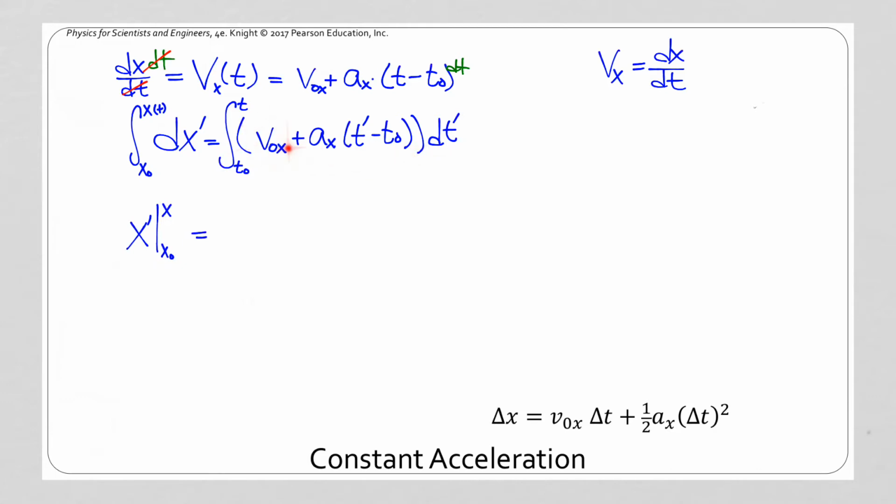Looking at this part here, I have two terms. I'm going to integrate these two terms separately. The first one is just a constant. So if I integrate this constant with respect to dt prime, then I'll just get this relationship here. In this case, I have a t prime. I could distribute this if I wanted to, but basically what I'm going to do is do a u/du substitution.